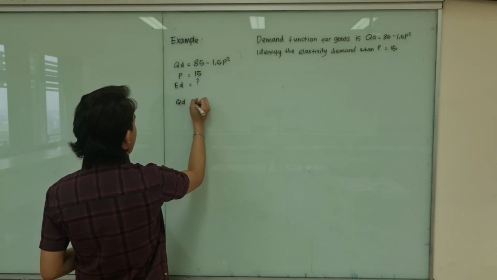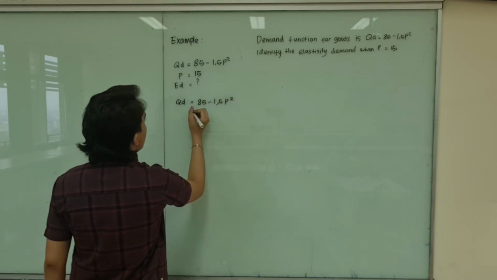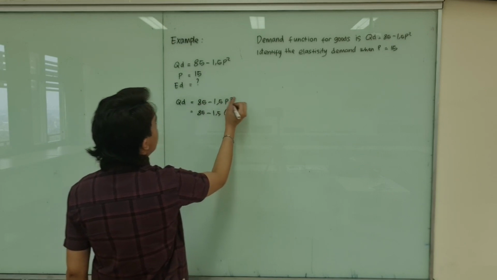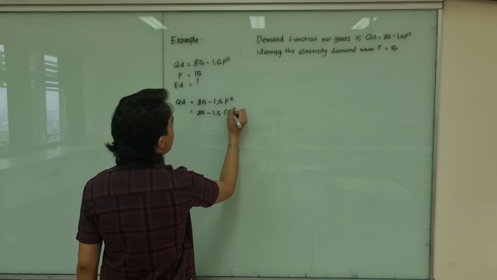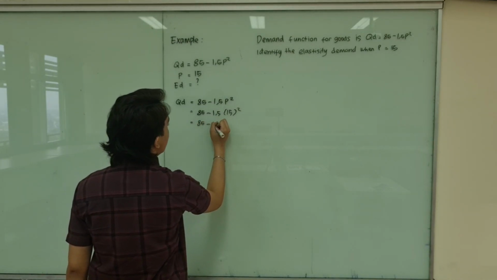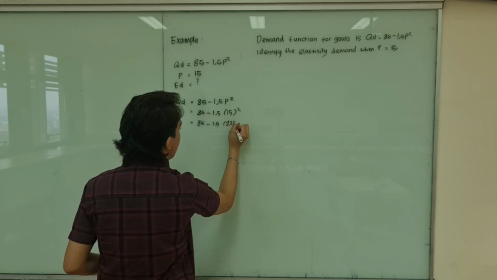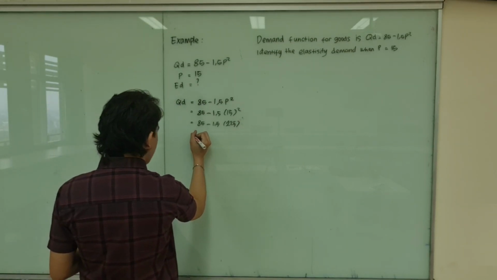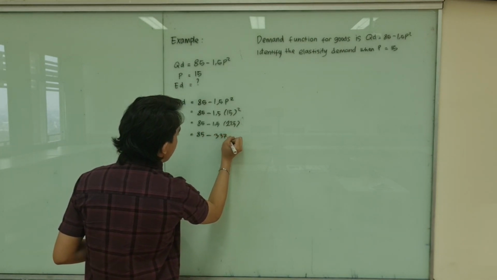So the quantity demanded is 85 minus 1.5 P squared, and then we replace the P with 15 squared: 85 minus 1.5 times 225. I'm sorry. Now 85 minus 337.5.